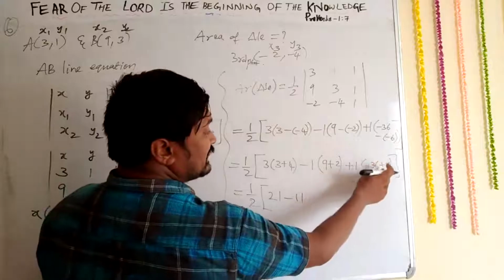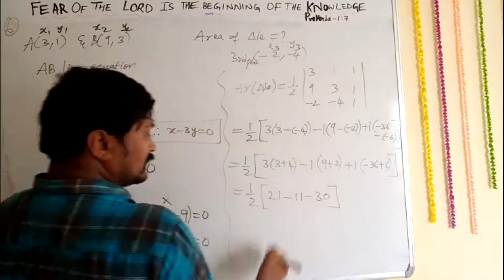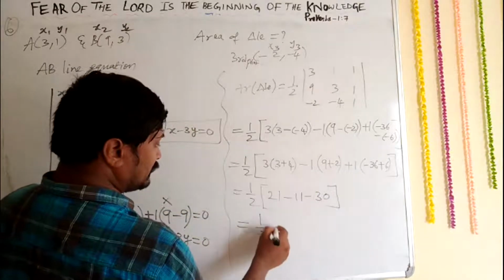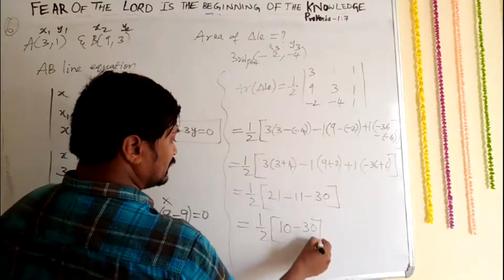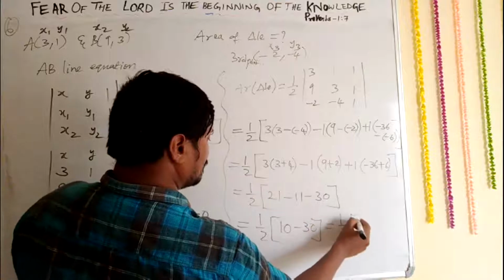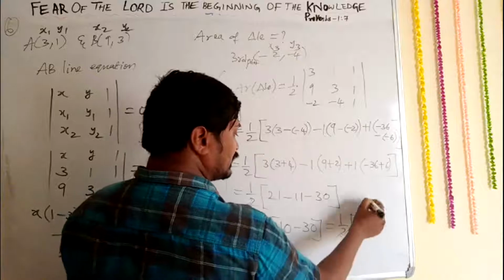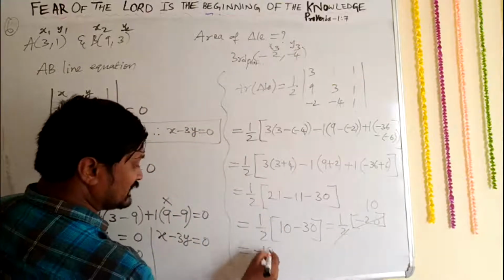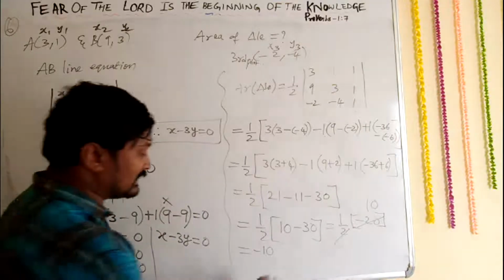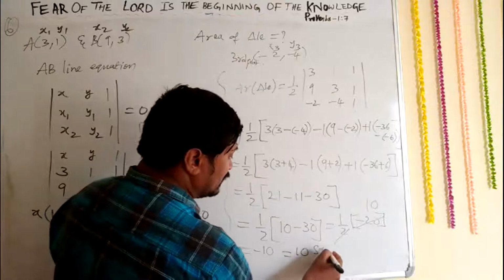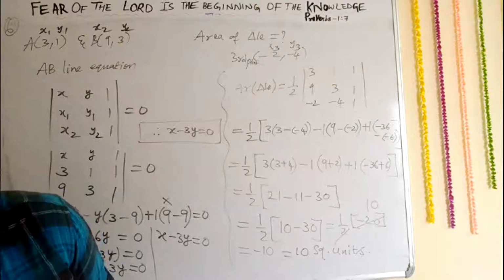Now, minus 36 plus 6, 30, minus 30 into 1, minus 30. Now, half 21 minus 11, 10. 10 minus 30. That is nothing but half minus 30 minus 10, 20, that is minus 20, 2 tens are. So you get the answer as minus 10, but a negative symbol we cannot take, so we need to write it as a positive symbol, that is 10 square units. So your area of the triangle is nothing but 10 square units.